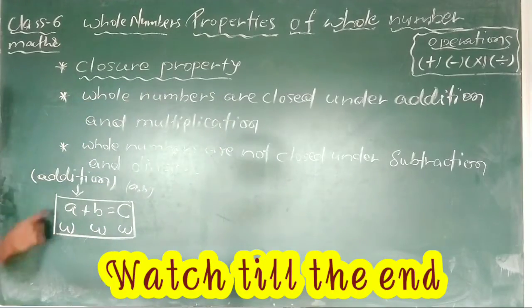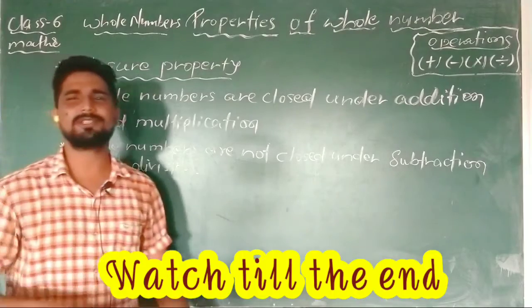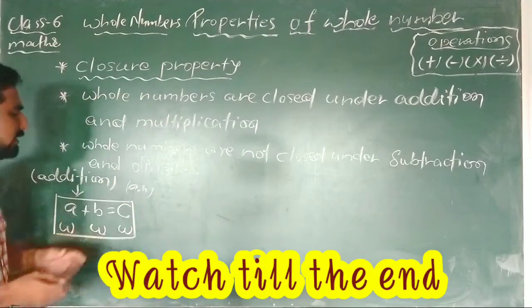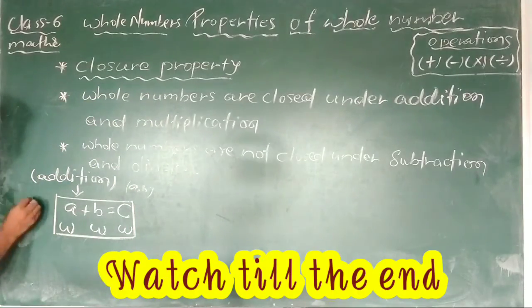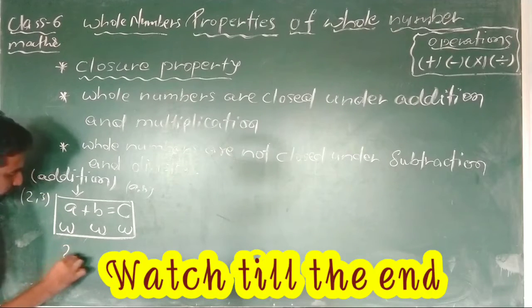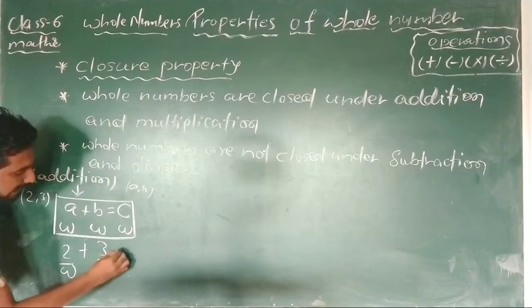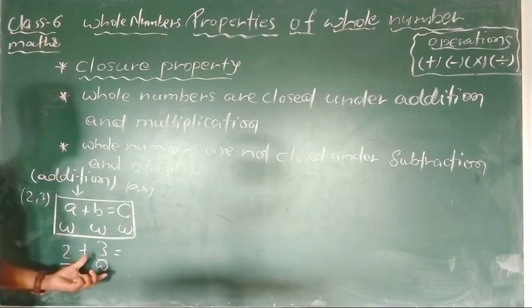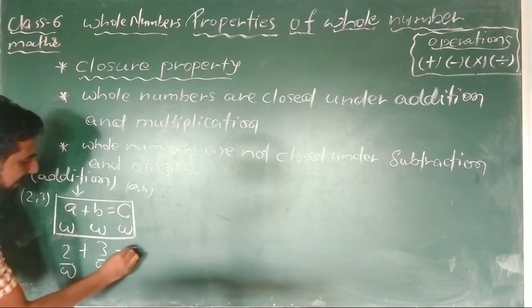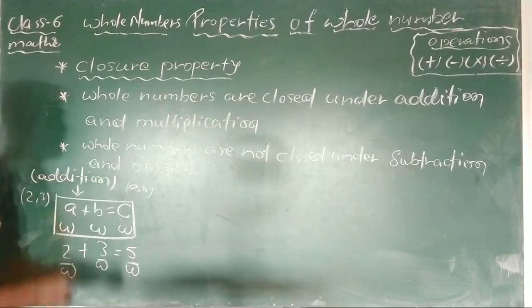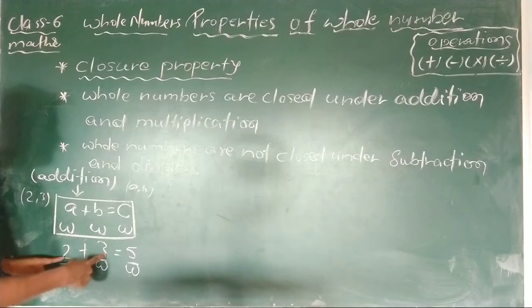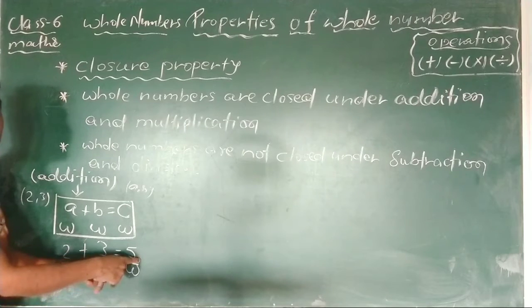So suppose in the place of AB, you must be thinking, sir, what ABC you have written, I am not understanding. Okay, don't worry. In the place of A I will take 2, in the place of B I will take 3, and when you add these 2 and 3, these are whole numbers, and when you add these 2 whole numbers, what answer will come? 5, and 5 is also a whole number, you see.